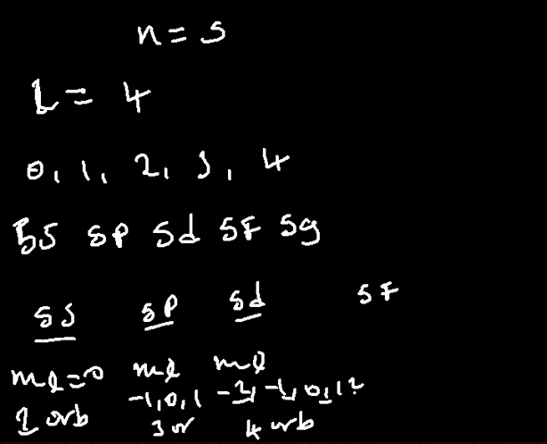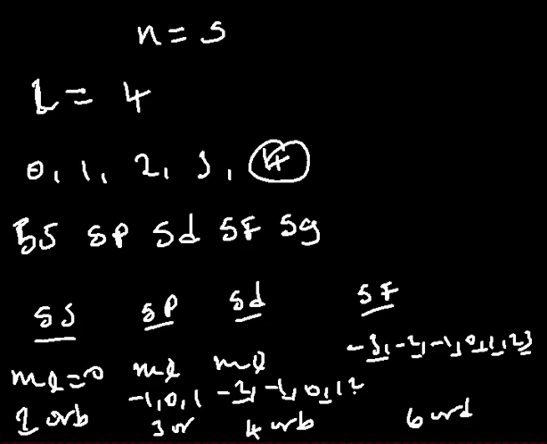And for 5f, the value of L is given as 3. And that will correspond to -3, -2, -1, 0, 1, 2, 3. That is 1, 2, 3, 4, 5, 6, 7. It means we have 7 orbitals. And likewise, you should also do the same with 5g.